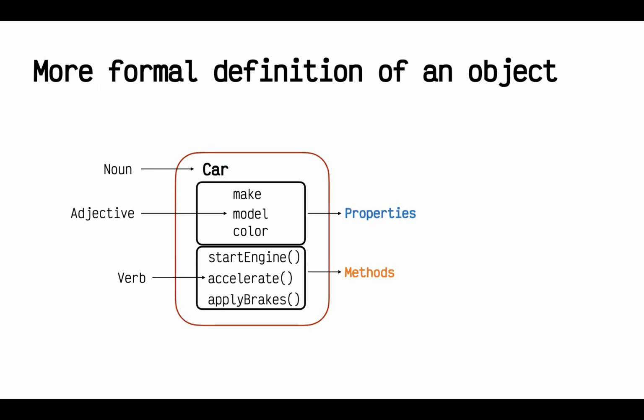So now when we look at a more formal definition of an object, we see that we have the class Car, and we have the properties here, the make and model. This is how you would define them. Here are the methods, here's how you define them there, and you have that relationship.